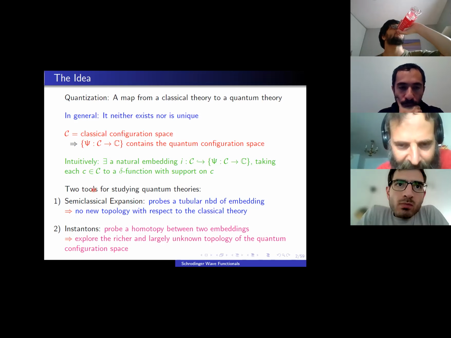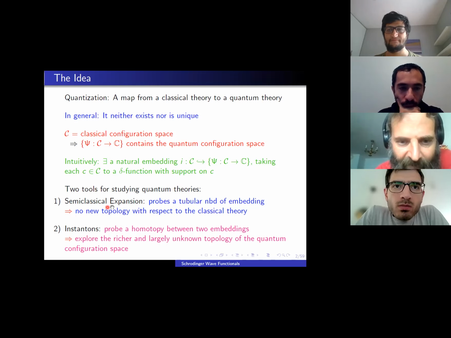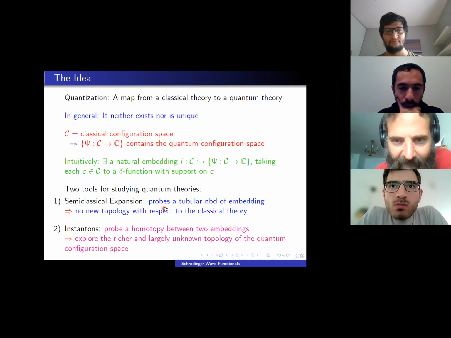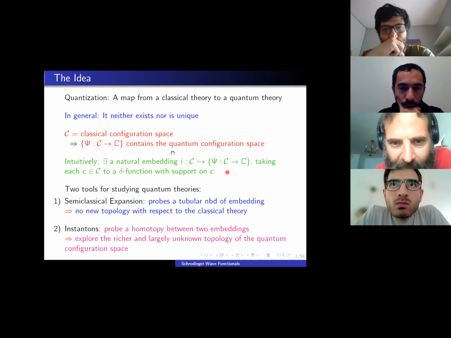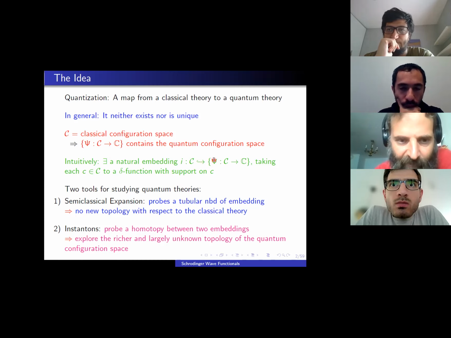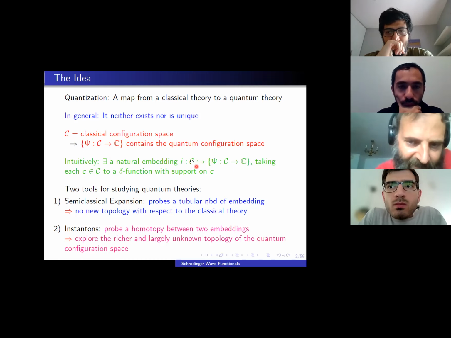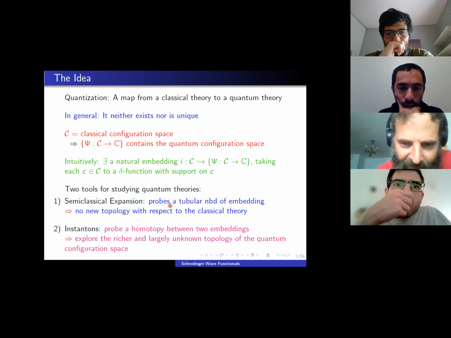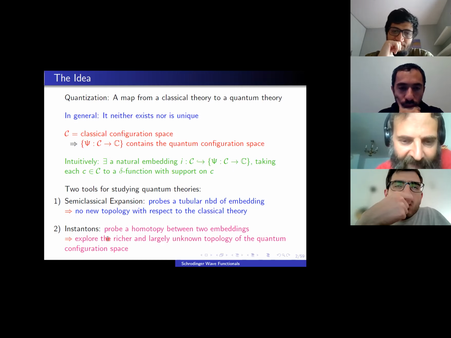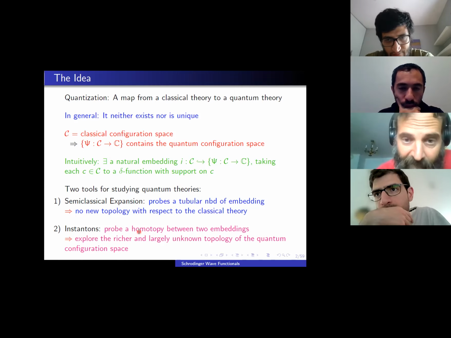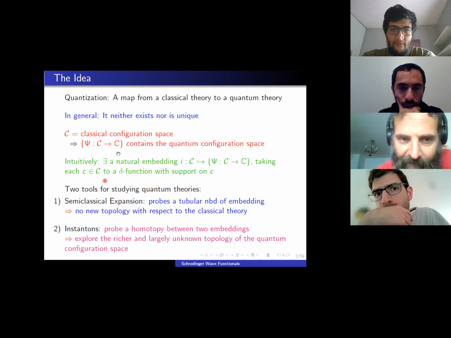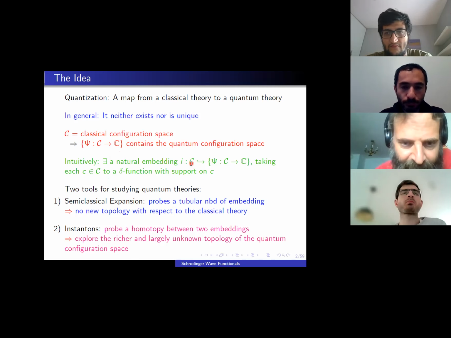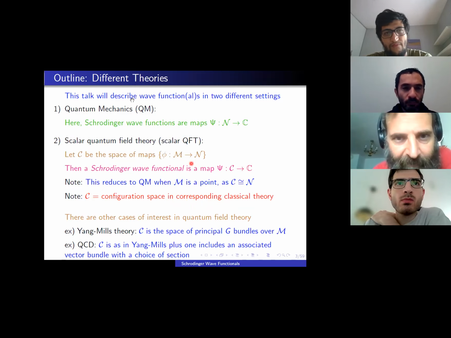Now, today I'll talk about two different tools for studying quantum theories. The first one is the semi-classical expansion, and I'll argue that the semi-classical expansion only probes a tubular neighborhood of this embedding. And so the topology seen by the semi-classical expansion is just a deformation retract of the topology of the classical theory. And so you won't find any new topology here in the semi-classical expansion. And I'll also argue for you that instantons are described by homotopies between two embeddings. And so instantons may be sensitive to the topology of this bigger space of maps. Okay, so it's just some intuition.